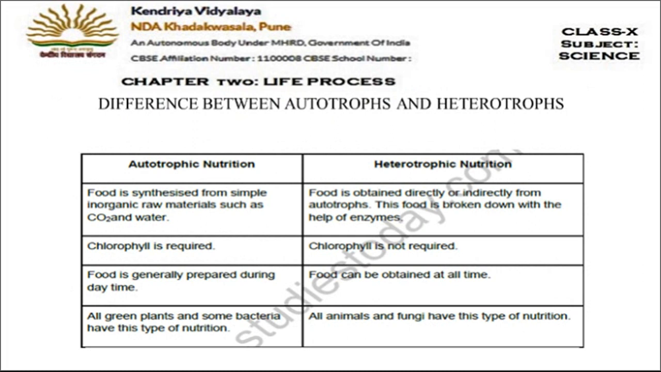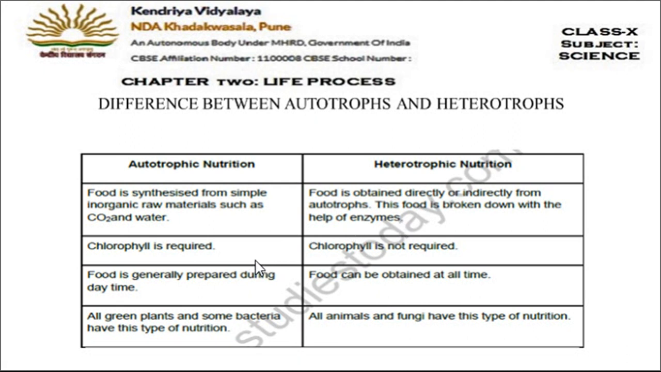Autotrophs are those organisms which can prepare their own food, and heterotrophs are the organisms which cannot prepare their own food. So in autotrophic nutrition, the food is synthesized in the body from simple inorganic raw materials such as CO2 and water. CO2 and water are used, and then in green plants glucose is prepared. Fine. Whereas in case of heterotrophic nutrition, the food is directly or indirectly obtained from the autotrophs. So after ingesting the food, or after taking the food inside, they break that food with the help of enzymes.